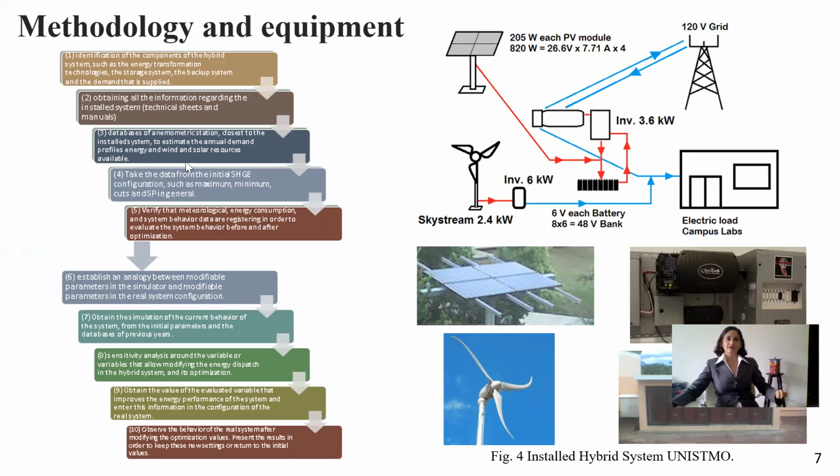Methodology and equipment. The project stages begin with, first, identification of the components of the hybrid system, such as the energy transformation technologies, solar panel and wind turbine, the storage battery bank, the backup system, in this case the network, and the demand that is going to be supplied.